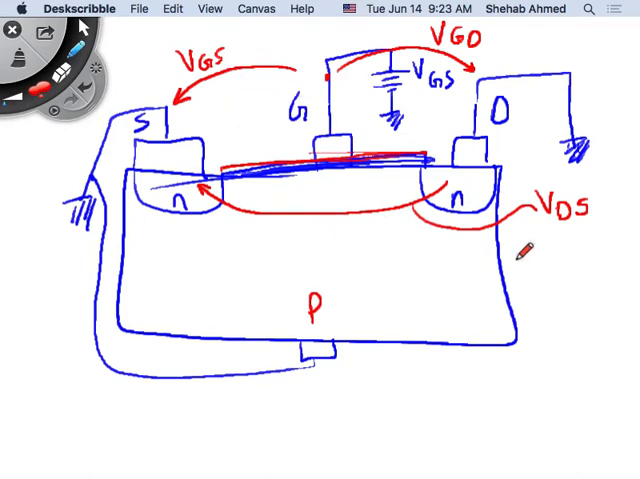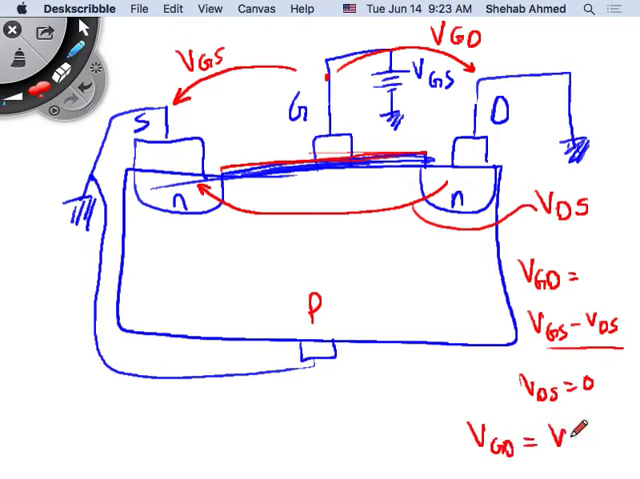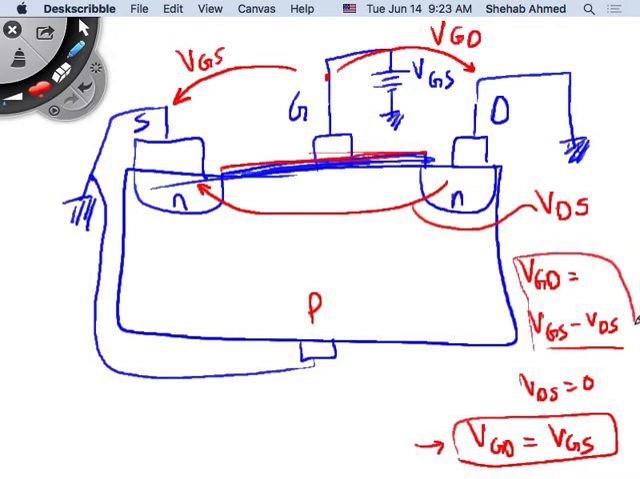So what does this loop mean? This means that VGD is equal to VGS minus VDS, right? Do we agree with that? Yes, sure. Which in this case, because VDS is 0, VGD will equal VGS, which is what we said initially is the case in this easy, simple case, because it's clear. This is voltage here with respect to ground, voltage here with respect to ground, and they're equal. So this equation is important.